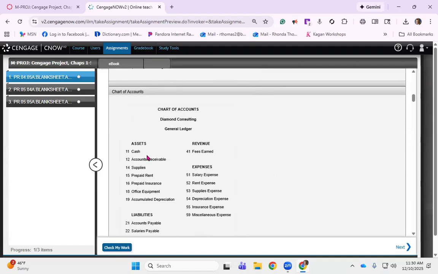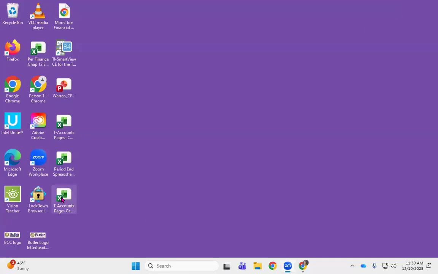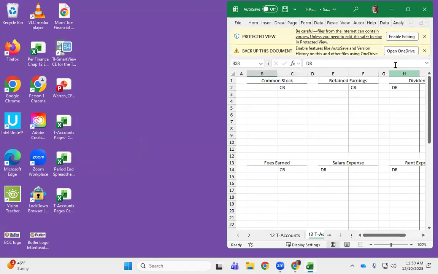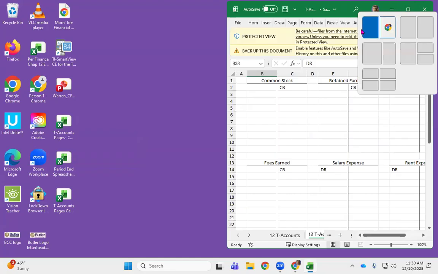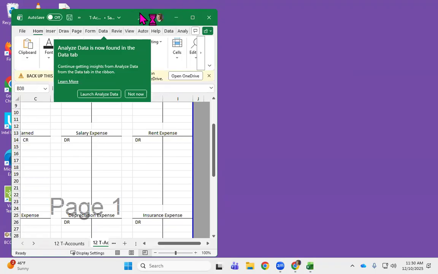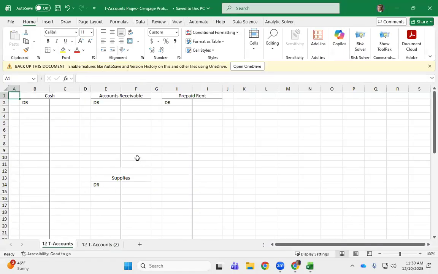Here is our chart of accounts. I have put this in to the spreadsheet on the T accounts. So if you'll give me just a second, I have got these ready to go here. So here are the T accounts, and I'm going to use them for completing the problem that I have. Okay, so I want you to notice that if you open this and use it yourself, you have to enable editing, and then be sure you go to the first tab.